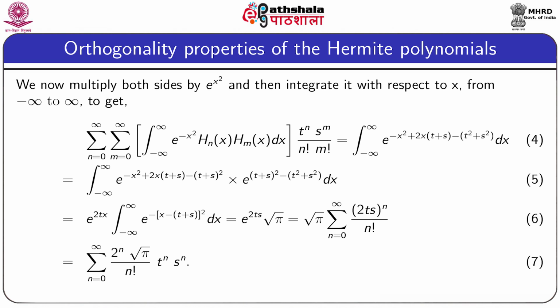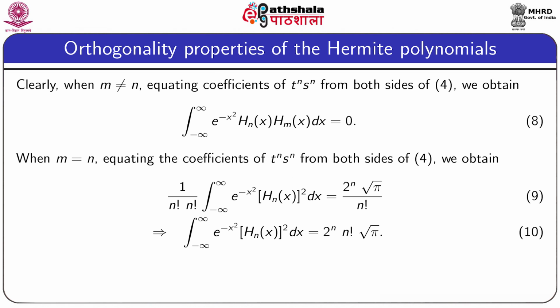to the right hand side the coefficient of t to the power n s to the power n is 2 to the power n root pi divided by n factorial, and to the left hand side we replace this m by n, and we will get e to the power minus x square H_n(x) H_n(x), which is H_n(x) whole square divided by n factorial and m factorial, and hence we will get 1 by n factorial into n factorial from minus infinity to plus infinity e to the power minus x square H_n(x) whole square dx is equal to 2 to the power n root pi by n factorial.